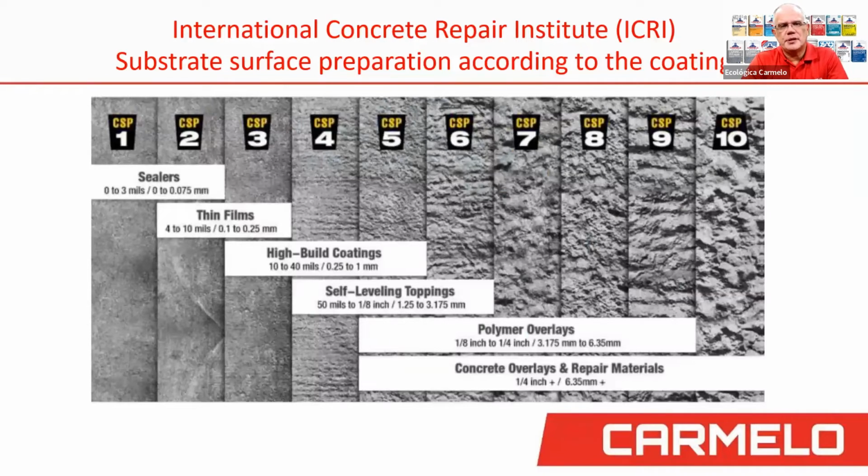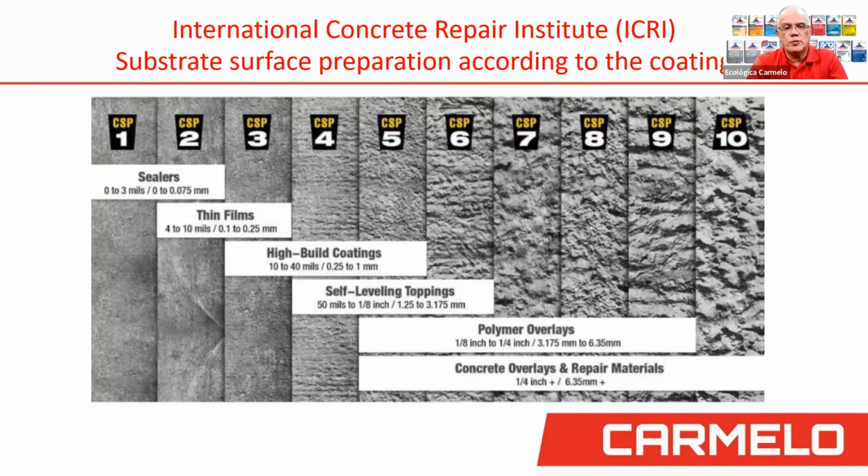I always present this because the International Concrete Repair Institute has these plastic pads where you know the substrate surface preparation according to the coating. This is called a concrete surface prep. They go from 1 to 10, and you can see the profile of preparation you need for each, whether you're using a sealer, a thin film or high build coating, a self-leveling topping, or a polymer modified overlay that's from 1/8 of an inch to 1/4 inch.